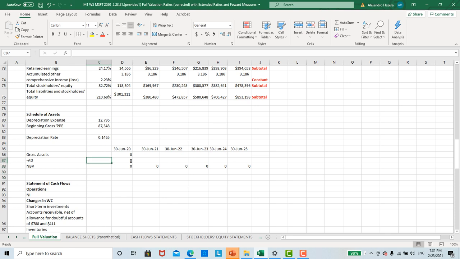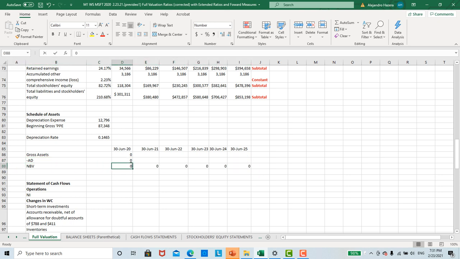Now I'm going to use that depreciation rate to calculate my accumulated depreciation for all these years right here. Okay, so the first thing I'm going to do is I've got a little schedule going across here. I'm going to do a calculation of gross assets, accumulated depreciation, and also the net book value.